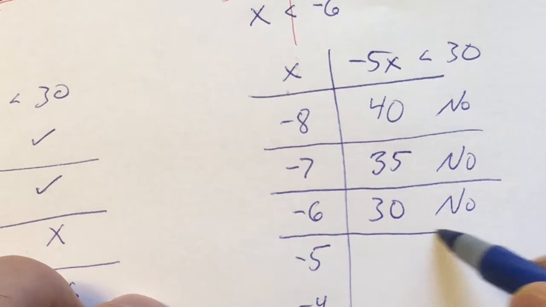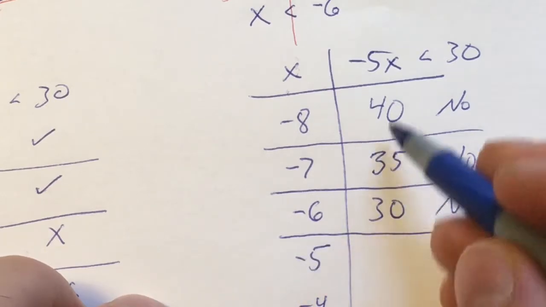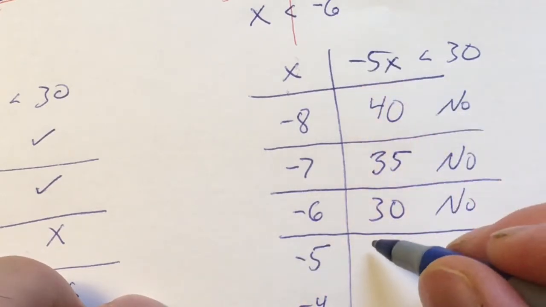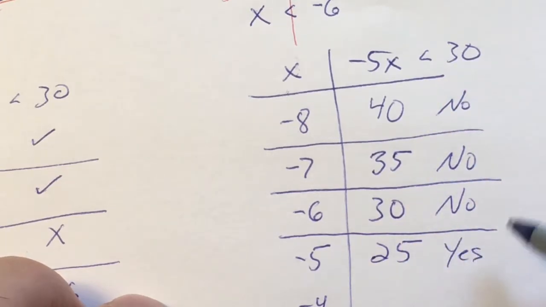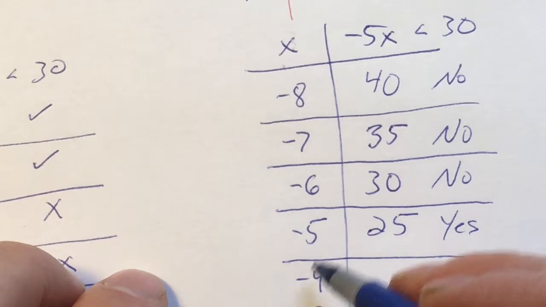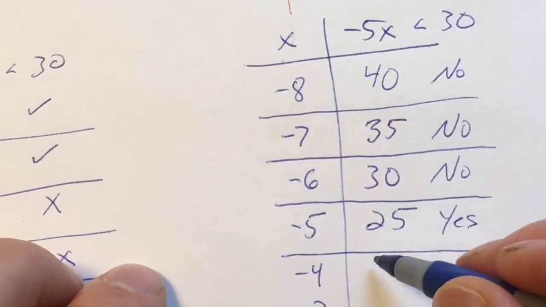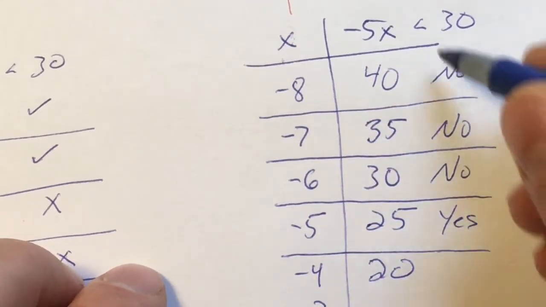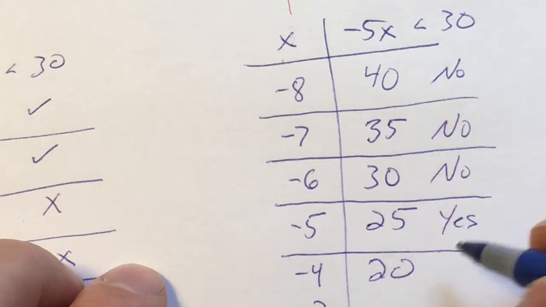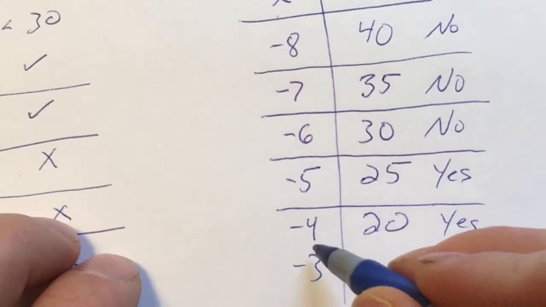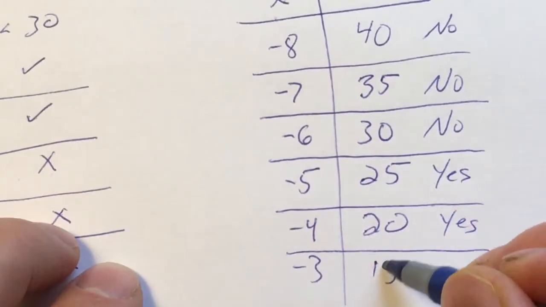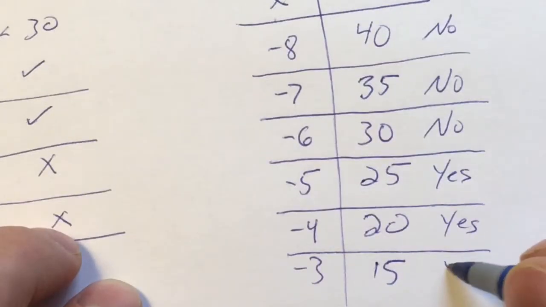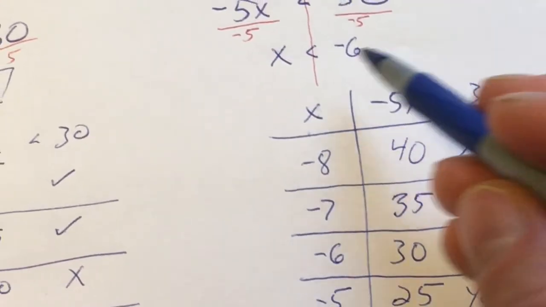Now, let's get here. This is where it gets a little interesting. -5. -5 times -5 is positive 25. Is that less than 30? Yes. -4. -5 times -4 is positive 20. Is that less than 30? 20 is less than 30. Yes. And -3. -5 times -3 is positive 15, which is less than 30. So yes, and here's where things get funny.